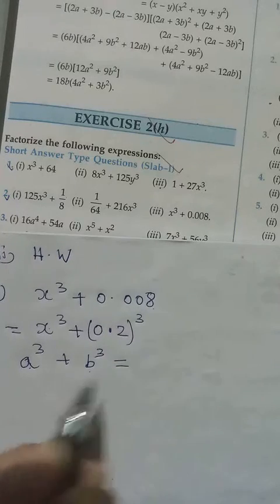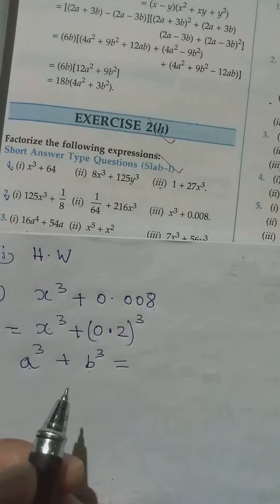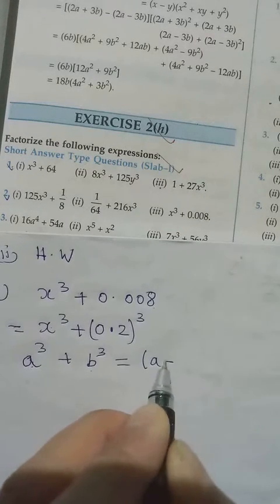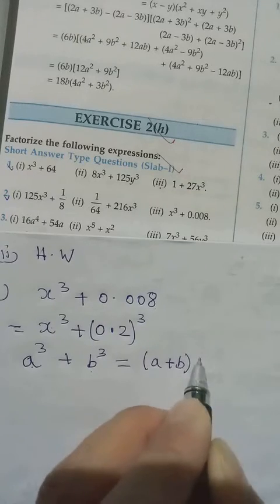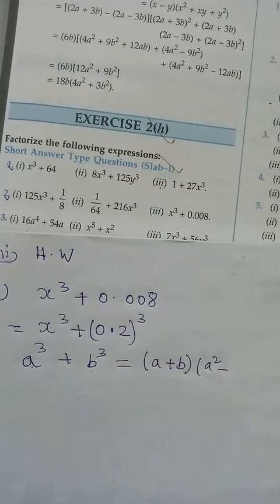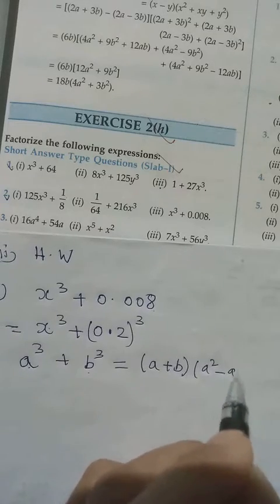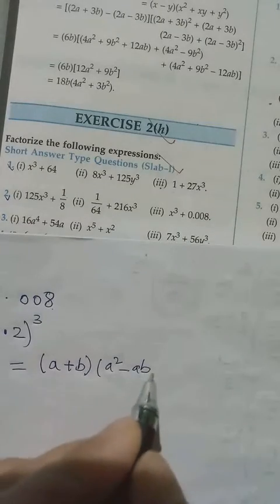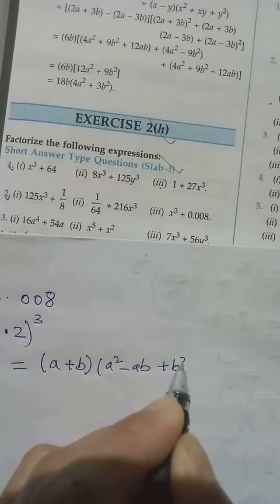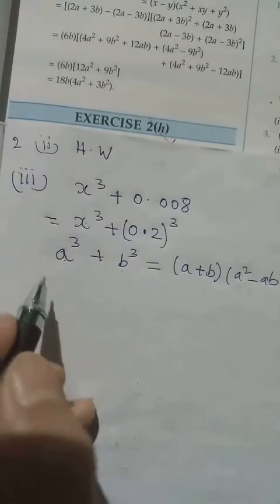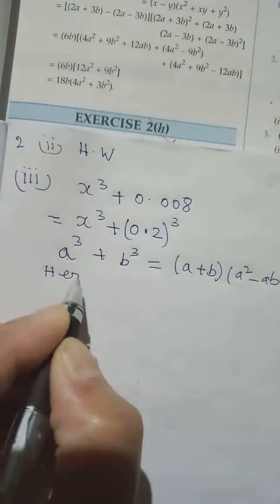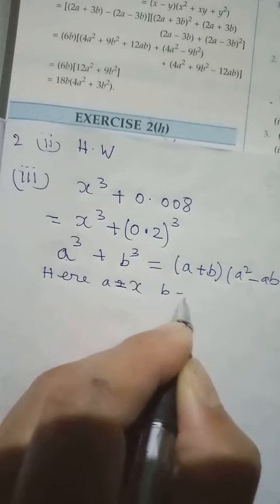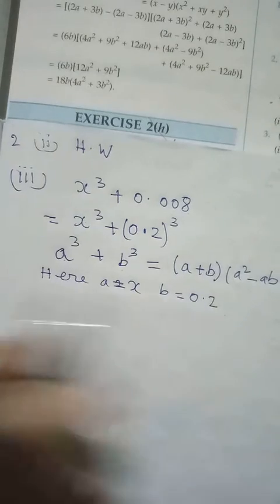Remember, what is the aim of the question? It is to factorize. So we have to use the third form. The third form will be of the form a plus b whole, then a square minus ab plus b square. But here our a is x. In place of b, we have to replace with 0.2.